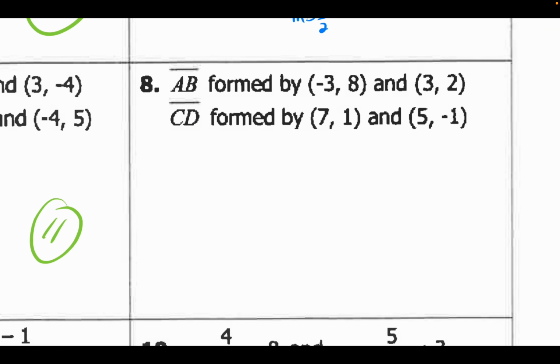On the number 8, finding the slope of this one, I will end up getting 8 minus 2 over negative 3 minus 3. That will not give me 0 in my denominator. I will end up getting 6 over negative 6, which is negative 1.